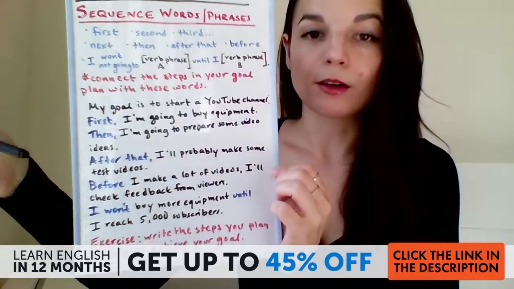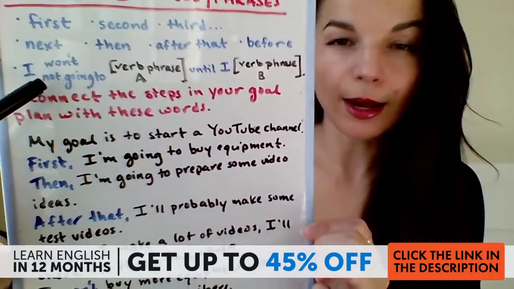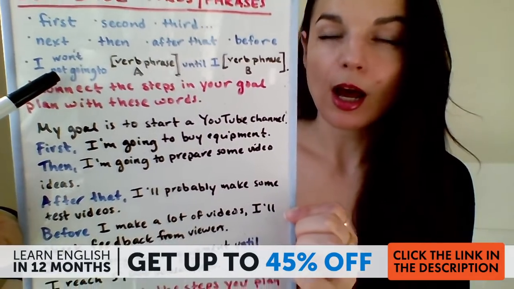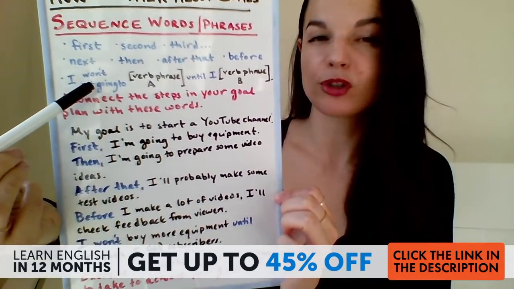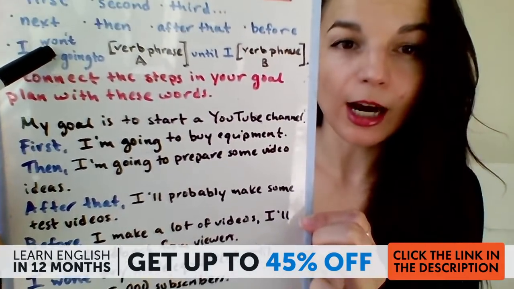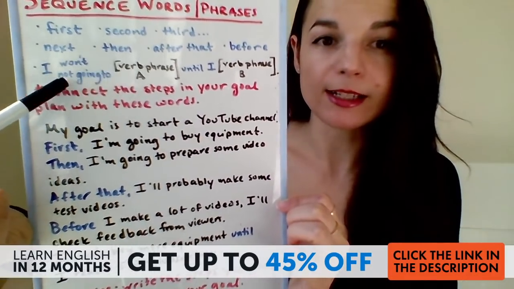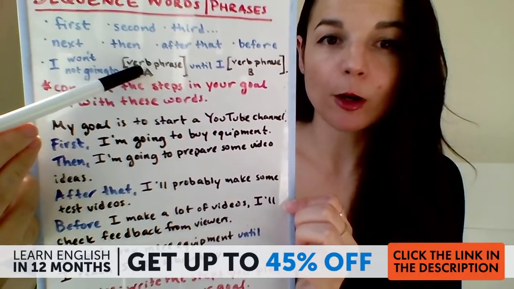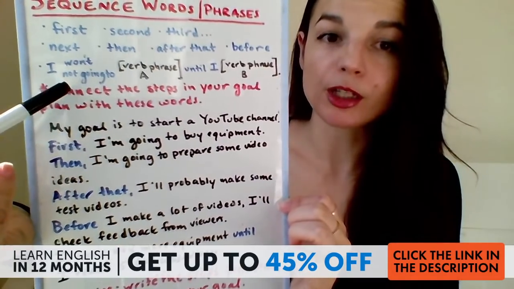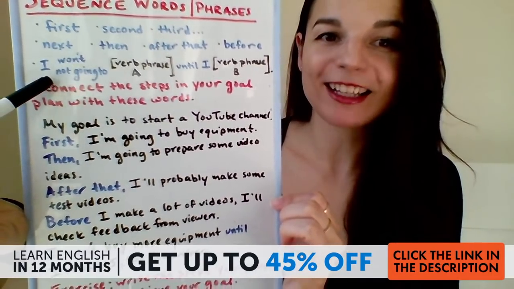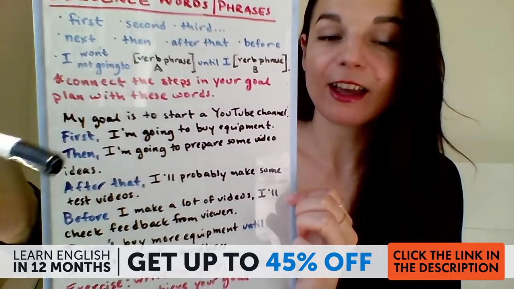Okay, and then I want to introduce this pattern right here. I hope everybody can use this pattern. This pattern uses today's grammar point, a simple future tense grammar point. You can see here I have won't and not going to, the negative forms. This pattern is I won't verb phrase A until I verb phrase B. Or you can use going to as well. In this case, I'm not going to verb phrase A until I verb phrase B.